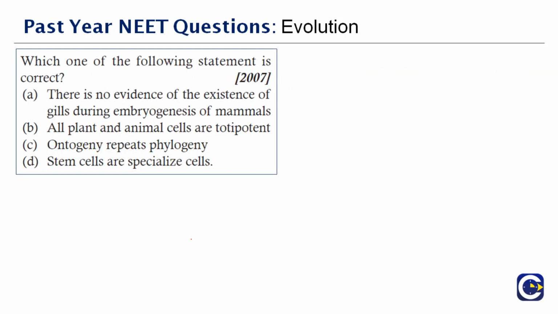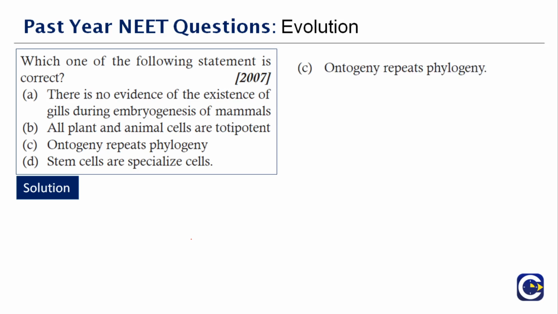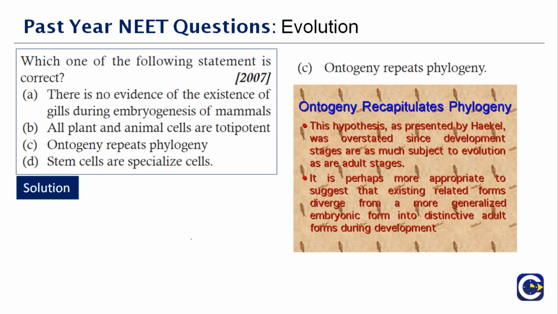Next question here. Which one of the following statements is correct? And you have to analyze the statements here. There is no evidence of existence of gills during embryogenesis of mammals. No. All plant and animal cells are totipotent. Ontogeny repeats phylogeny. Stem cells are specialized cells. So I think all of you know what the answer is, because we saw this statement very often even in part 1. Ontogeny repeats phylogeny, and that is the right answer.